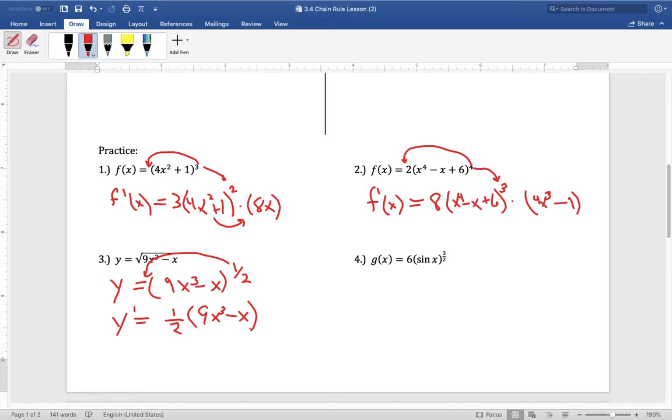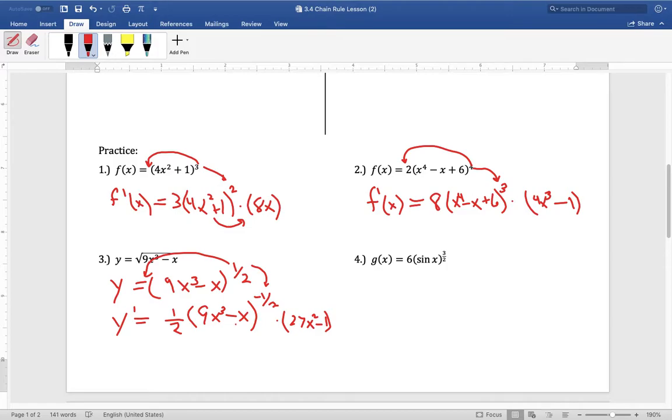And this exponent is to the 1 less, so if we take 1 away from a half, we have negative 1/2, right? 50 cents minus $1 is negative 50 cents. Times the derivative of the inside, and the derivative of the inside is 27x squared minus 1.